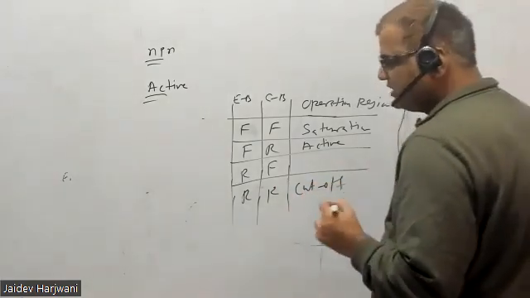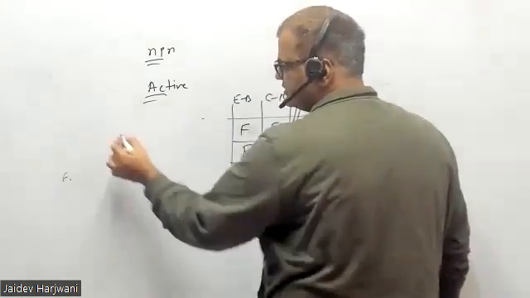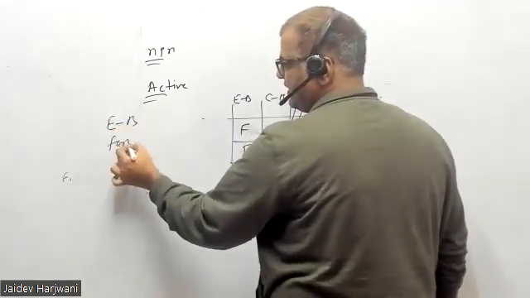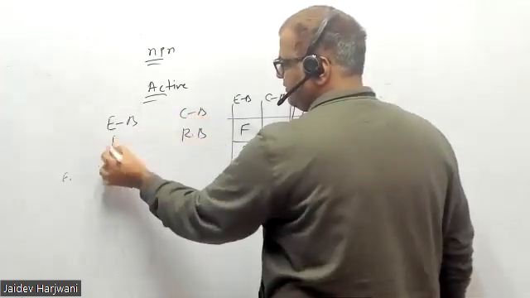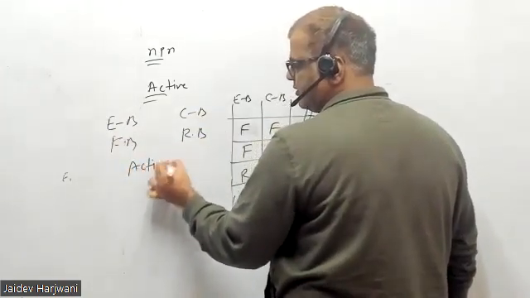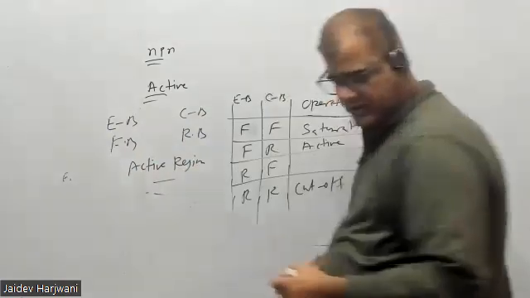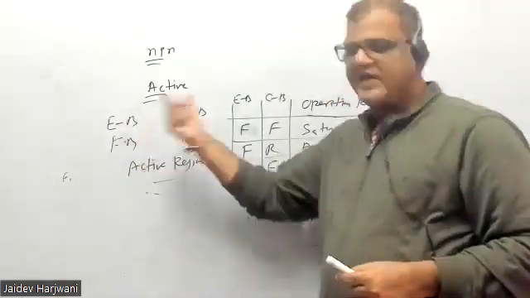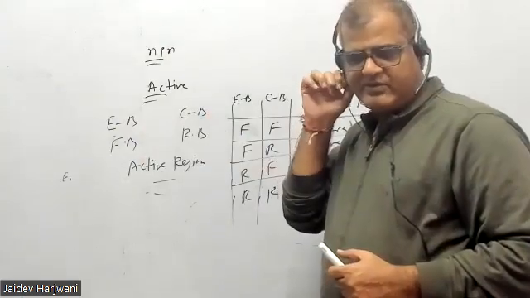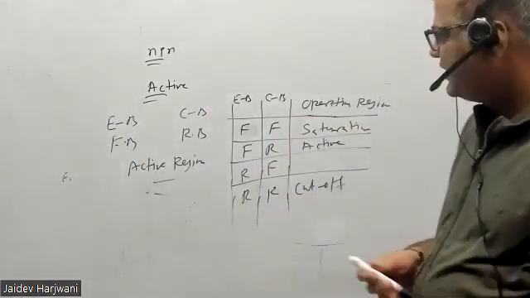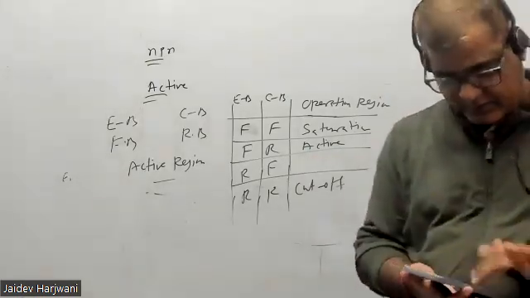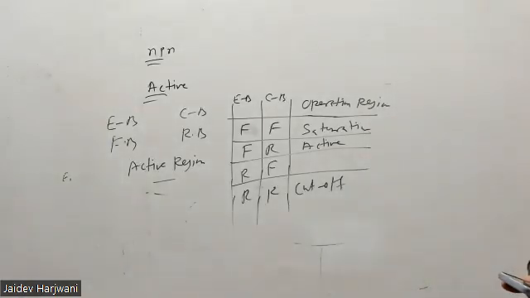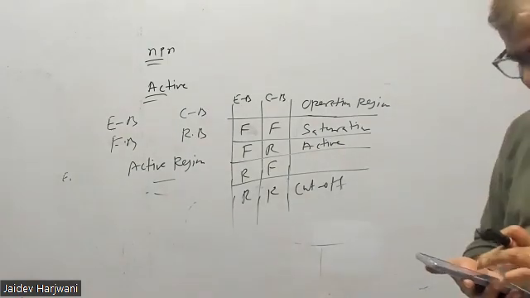So always your emitter to base junction should be forward bias, and collector base junction should be reverse bias for the active region. You have to check the sign of voltages, whether your emitter base junction is forward biased or not. So what is the correct option? Option A. Emitter base junction should be forward bias and collector base junction should be reverse bias. Option A is correct.